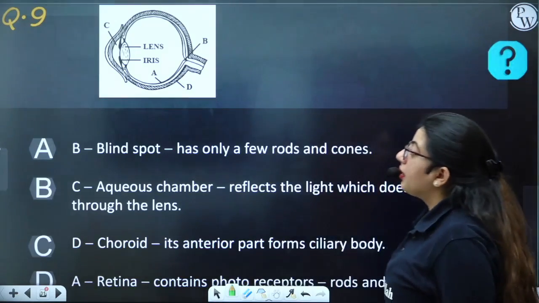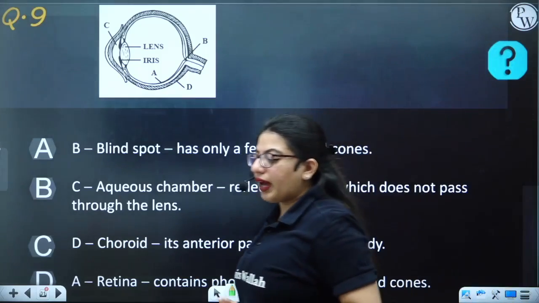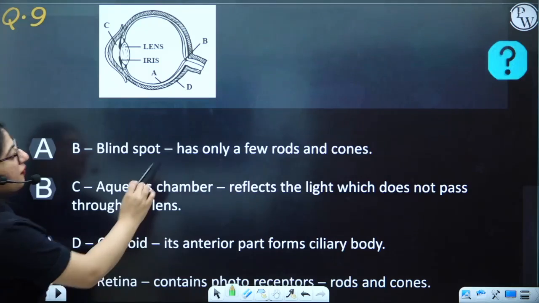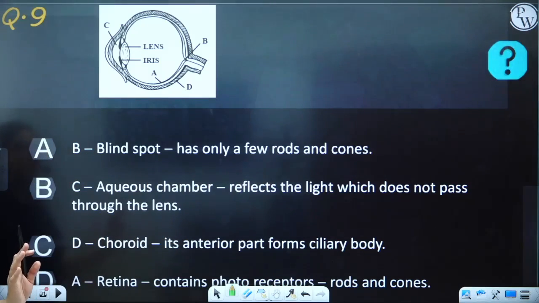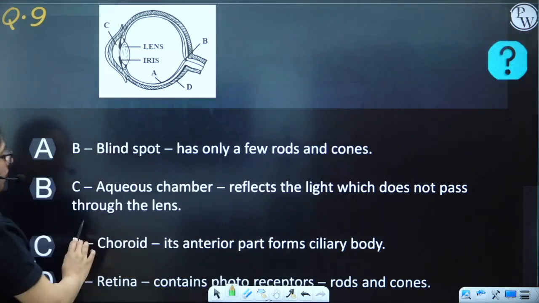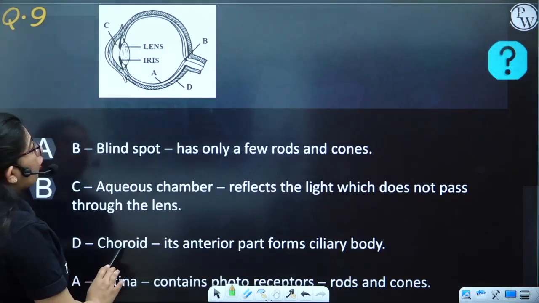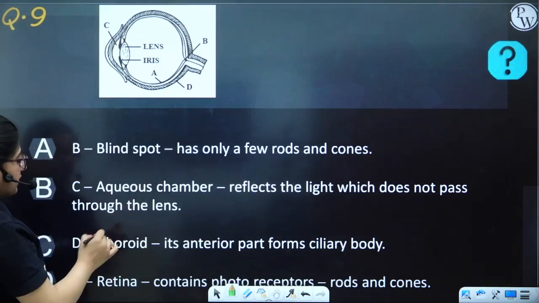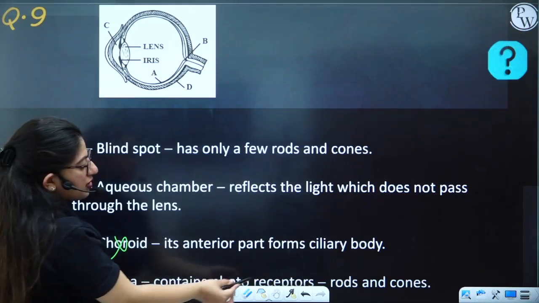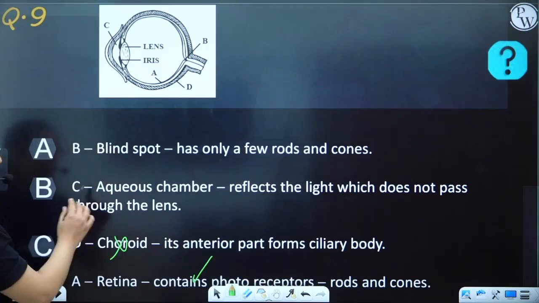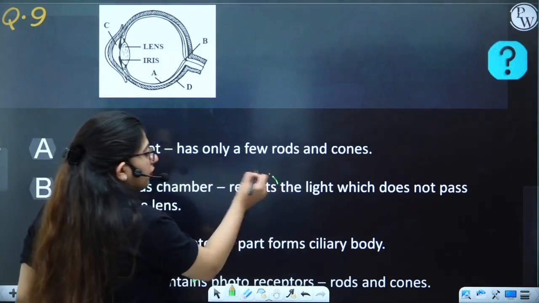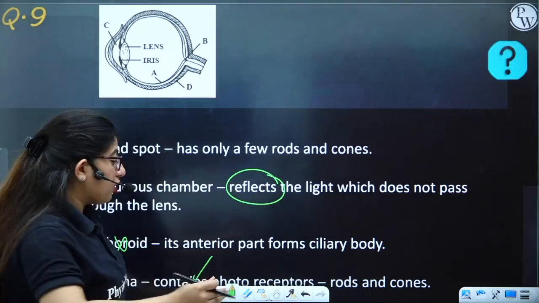So leave it. Next. This is a diagram they have given, so make sure you know the diagrammatic questions. First, B is the blind spot, which has very few rods and cones. No, here rods and cones are absolutely absent. C is the aqueous chamber, which reflects the light that does not pass through the lens. D, choroid. Where is D? No, this is the sclera, so this is incorrect. And A is the retina, which contains photoreceptor rods and cones. Very true. C is the aqueous chamber, which reflects the light that does not pass through the lens. It does not help in reflection, it helps in refraction. So the answer is D.